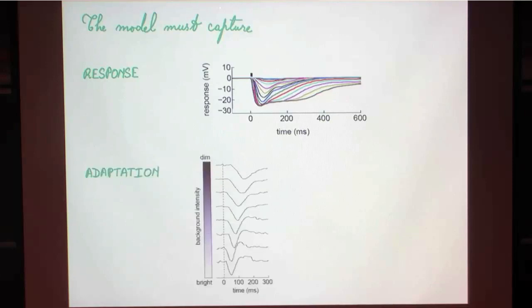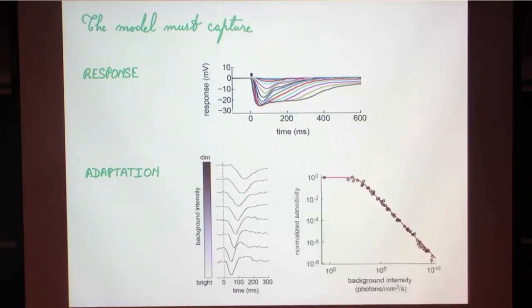We also want the model to satisfy some properties of adaptation. So here you're not changing the magnitude of the flash. You keep a constant flash, but you change the background light from dim to bright. And what you see is that the shape of the response changes from monophasic to biphasic, becomes sharper, the peak moves to the left, there's a second bump, and so on. And here, for the purposes of illustration, all these peaks were normalized to 1, to the same size.